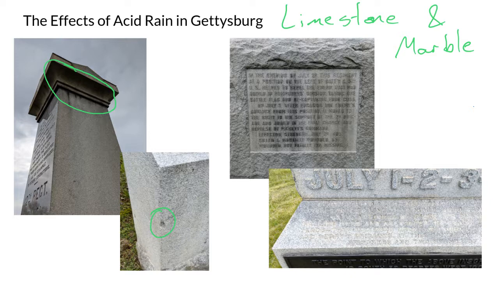And then when we have text etched into the monument, which is the case all around the Gettysburg battlefield, we can get the same effect happening on the text, where we get these dark areas from the rain washing down. Eventually the stone can wear away so much that you can't even see what's written on it anymore.